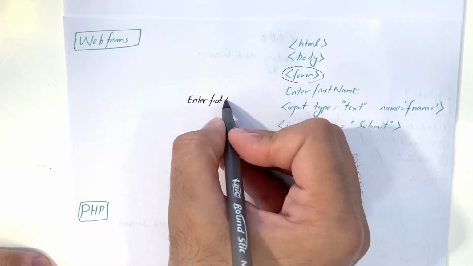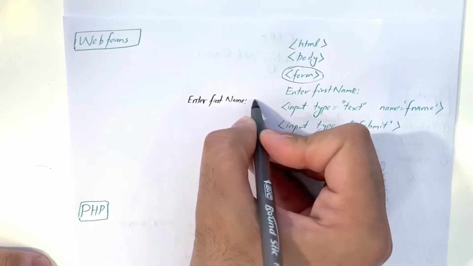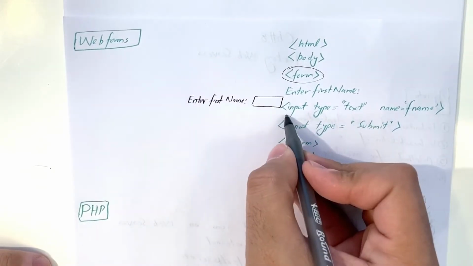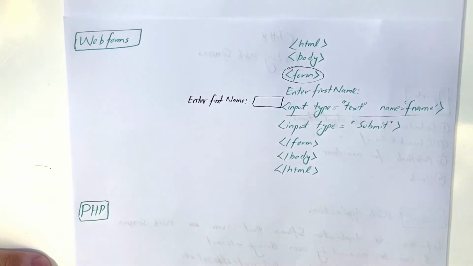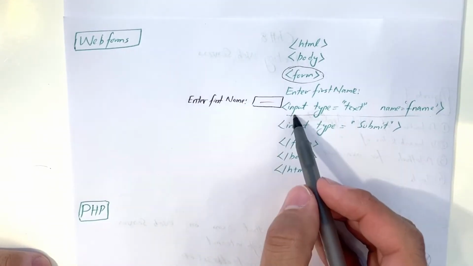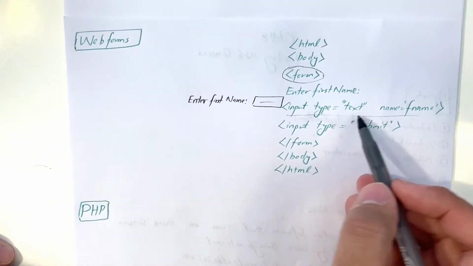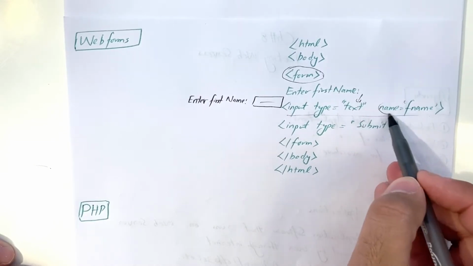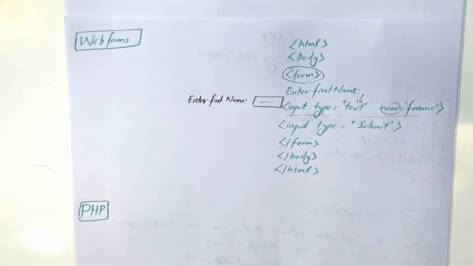This is basically what I wrote here, with a colon and then a box. This particular tag will create a box where the user can input, and what kind of input the user can input is text, and the attribute is name. Name is of course a string, the user can put the name and all that, and this is the variable where the data will be stored.